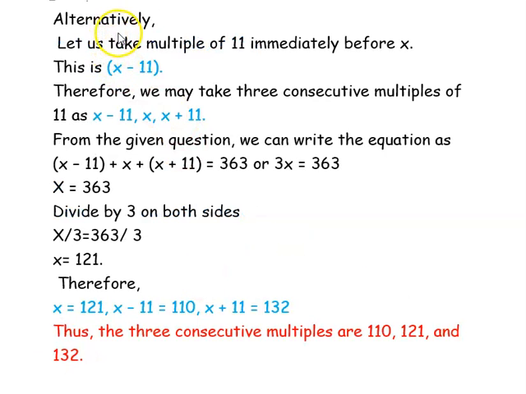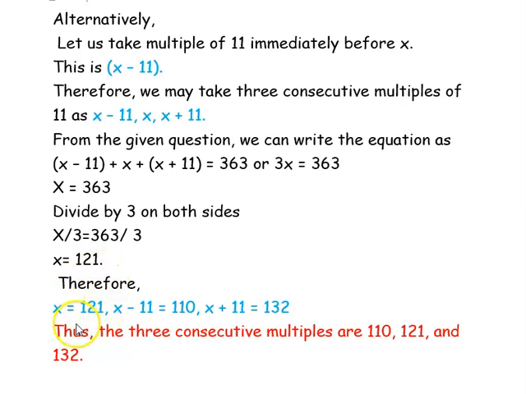Alternatively, we can verify our answer by taking the multiple of 11 immediately before x, that is x minus 11, and the consecutive multiples are x and x plus 11. So the equation we will get is x minus 11 plus x plus x plus 11, and it is given it is equal to 363. If you simplify this, you will get 3x equal to 363. And if you divide by 3 on both sides, you will get x by 3 equal to 363 divided by 3. So you will get x equal to 121.